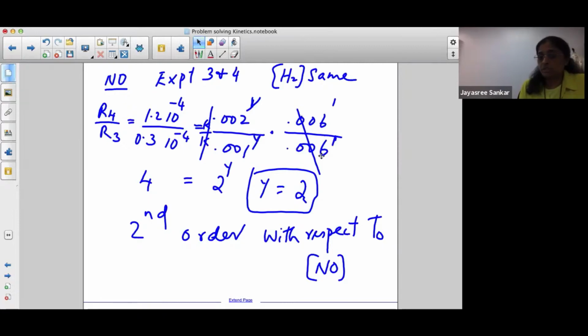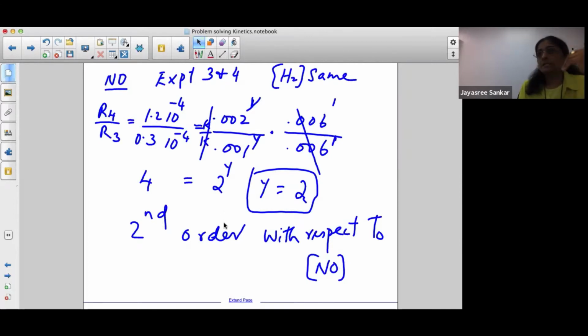So this part cancels, K cancels, so you end up with 2 to the power Y when you simplify this. 0.02 over 0.01, so that gives you 4 equals 2 to the power Y. So Y should be 2 in order to equalize both sides. So that means with respect to NO, this order is 2. You can clearly see that the rate is actually quadrupled when you doubled the concentration of NO.